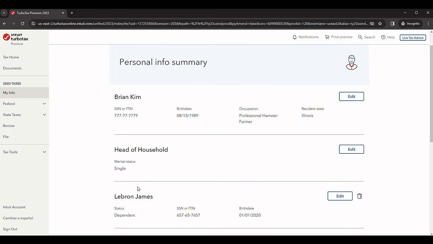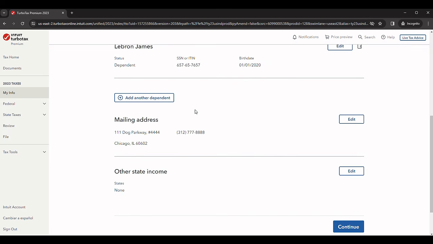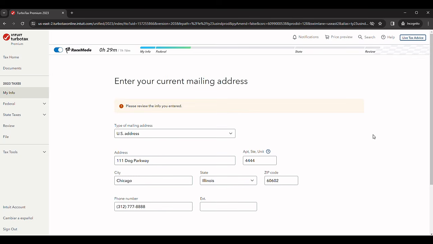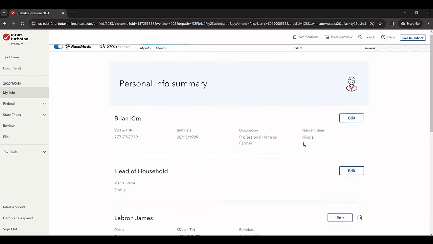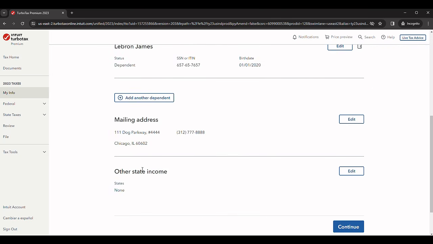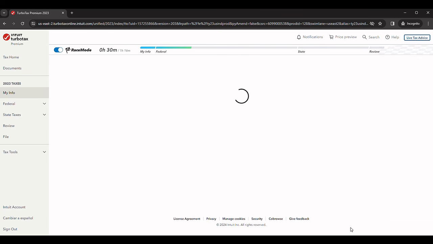Okay, now moving along. So that is a summary of my personal information. Marital status, here are my dependents, LeBron James, their information. And this will be my mailing address. You can edit this, mailing address as well as phone number, you can edit it here. Very straightforward. And other state income, again, in this example, we're saying none. So we'll continue.